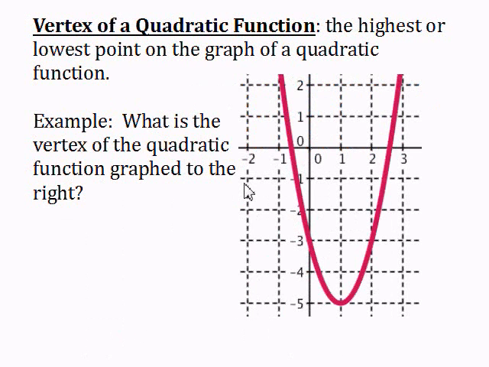Our next vocabulary word is the vertex of a quadratic function. The vertex is the highest or lowest point on the graph of a quadratic function, so our parabola. So for example, what is the vertex of the quadratic function graphed to the right? Well, you follow it along and you find out where the lowest or highest point is. In this case, it's a lowest point. Our lowest point is right here. So that is our vertex. So in this case, our vertex is the point 1, negative 5.